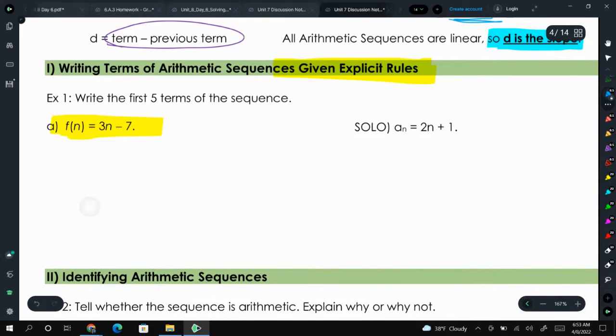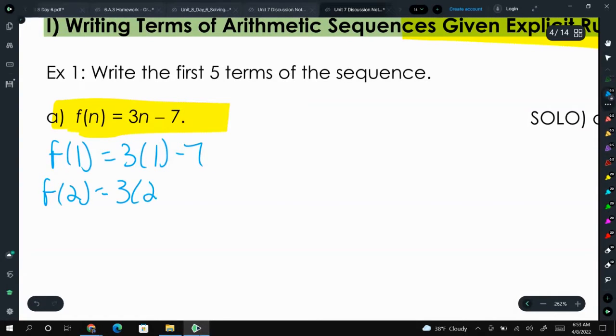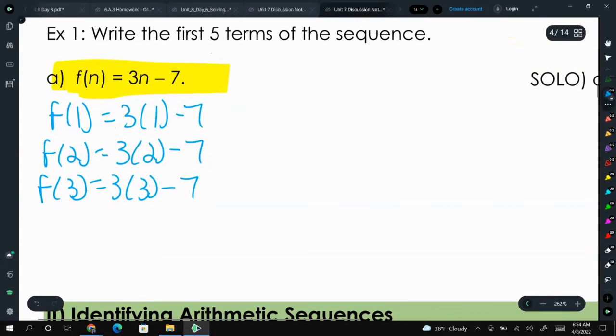So write the first 5 terms of the sequence. That's just saying, okay, what is f of 1? What is f of 2? I'm going to calculate these in a minute. F of 3. F of 4. And f of 5.